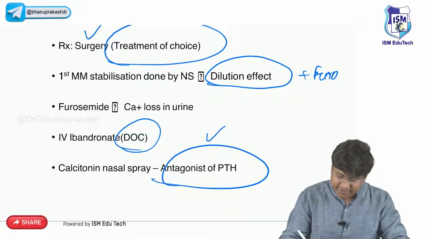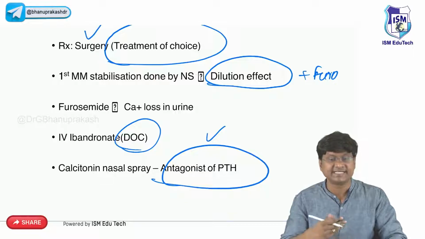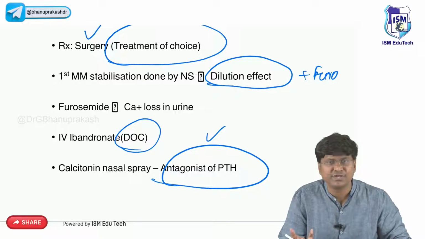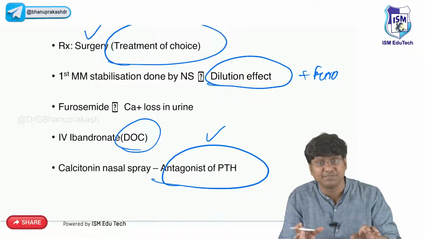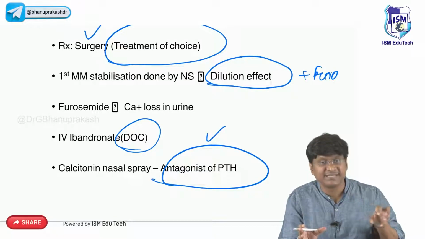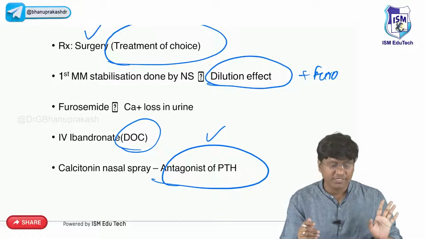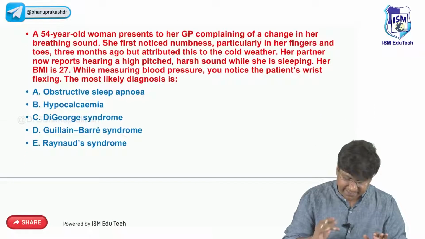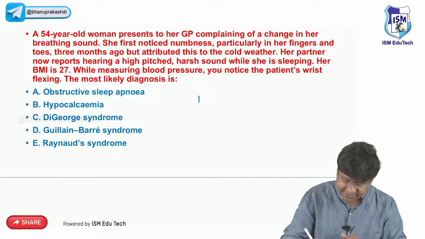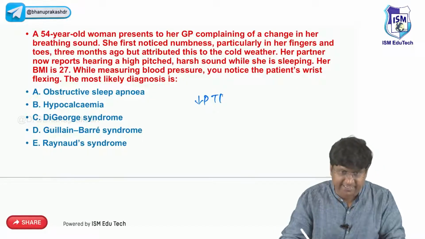And another important drug is the antagonist of parathormone, that is calcitonin nasal spray. Calcitonin nasal spray will see that the calcium will not be reabsorbed from the bone. So that is the treatment for hyperparathyroidism. Now, once we are done with hyperparathyroidism, we'll come on to the discussion of hypoparathyroidism.